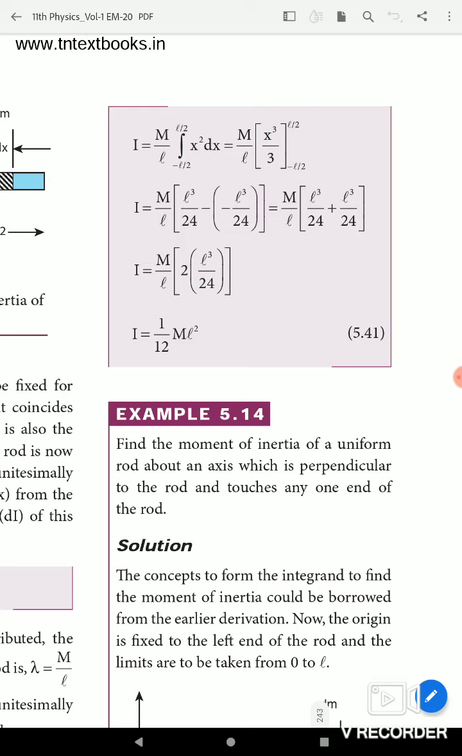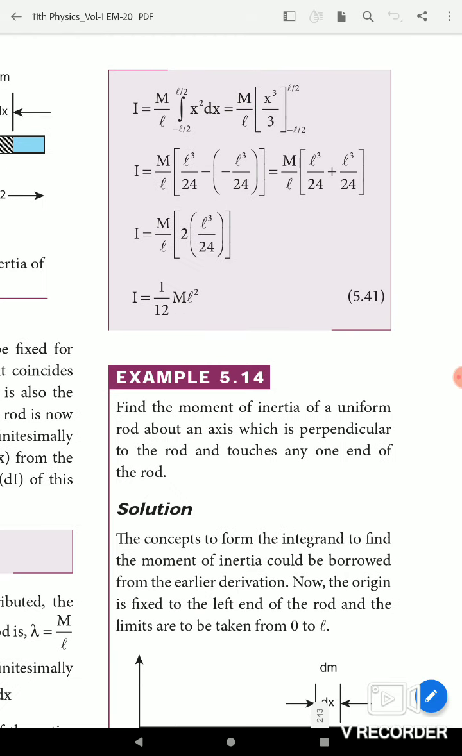L by 2 whole cube, that is L cube divided by 8. 8 into 3 is 24, minus the lower limit. So minus of minus L by 2, that is L cube by 8 divided by 3. So L cube by 24.